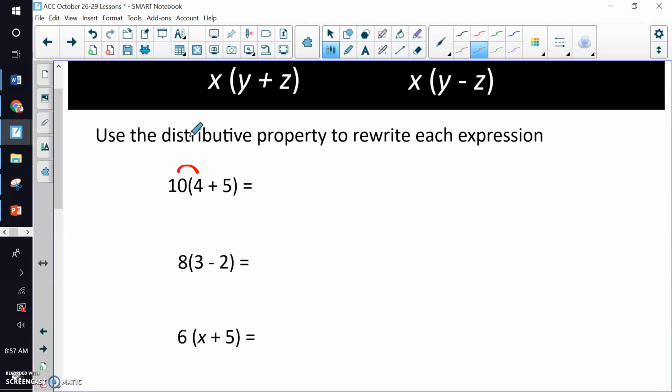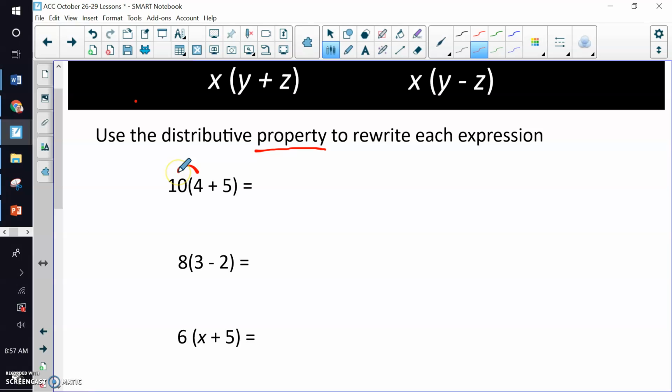That's what properties do. Any of the properties helps us to rewrite an expression into an equivalent expression. Just write it in a different way. So that's our goal here. So how can we use the distributive property to rewrite this? Well, we would distribute the 10 to each of these add-ins individually.